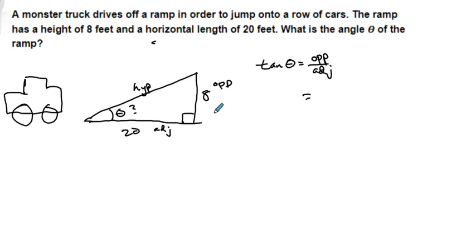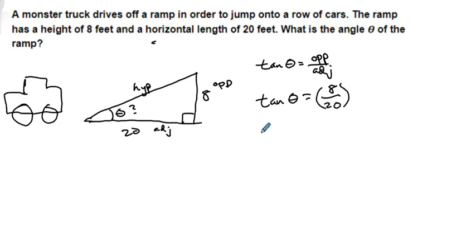So let's put in what we know. I don't know what theta is yet, so we're just going to leave it as theta. You could put X or anything in there, but let's just leave it as theta. Opposite is 8. Your adjacent is 20. So this is the ratio, this is the angle. Now we're going to use our inverse function because we need to solve for the angle.